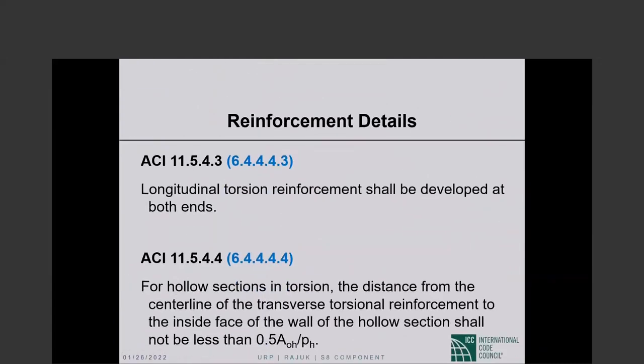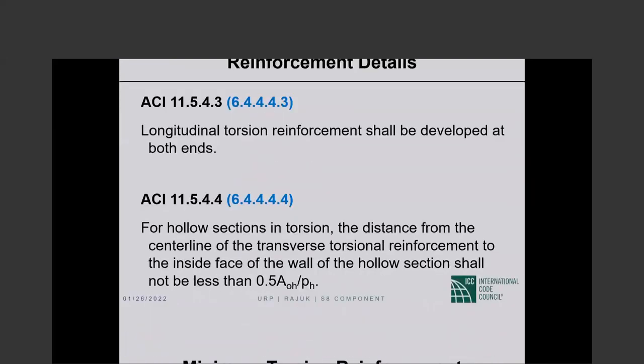Longitudinal torsional reinforcement shall be developed at both ends. It shall be developed for F sub y. For hollow sections in torsion, the distance from the center line of the transverse torsional reinforcement to the inside face of the wall of the hollow section shall not be any less than 1/2 of the thickness A sub 0 H over P sub H.